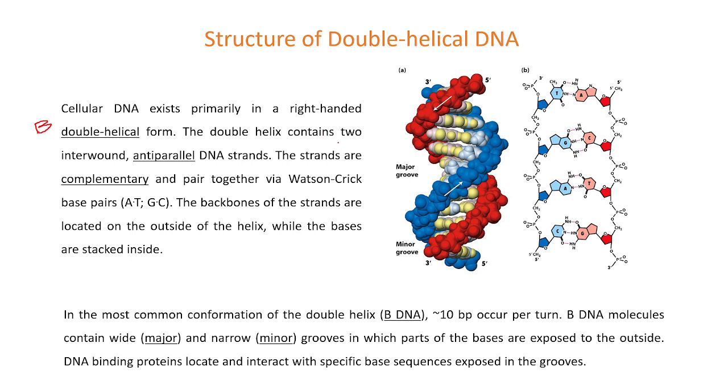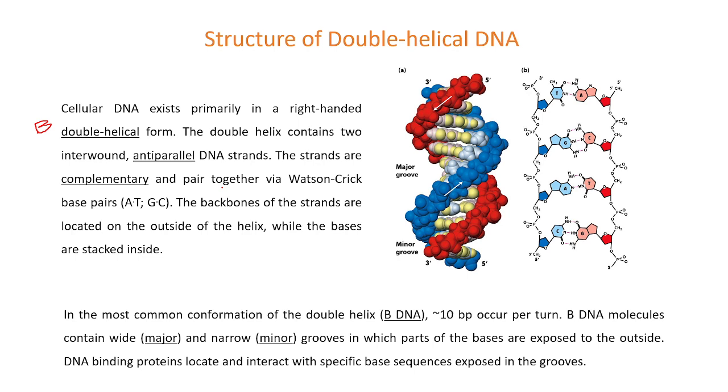And the double helix consists of two interwound antiparallel DNA strands. So the red one goes from the 5' to the 3' end, and the other one is the complement, running from the 3' to the 5' end. The strands are complementary, and they pair together via the Watson-Crick base pairing model, that is A to T and G to C via hydrogen bonds. So AT has 2 hydrogen bonds and GC has 3 hydrogen bonds.